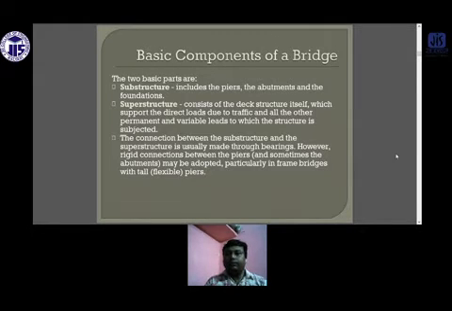The basic components of a bridge have two basic parts. The substructure includes the piers, the abutment, and the foundation. What are piers and what is an abutment, we will discuss. Then the superstructure consists of the deck structure itself, which supports the direct load due to traffic and all other permanent and variable loads to which the structure is subjected. The connection between the substructure and the superstructure is usually made through bearings. However, a rigid connection between the piers may be adopted, particularly in frame bridges with tall piers.